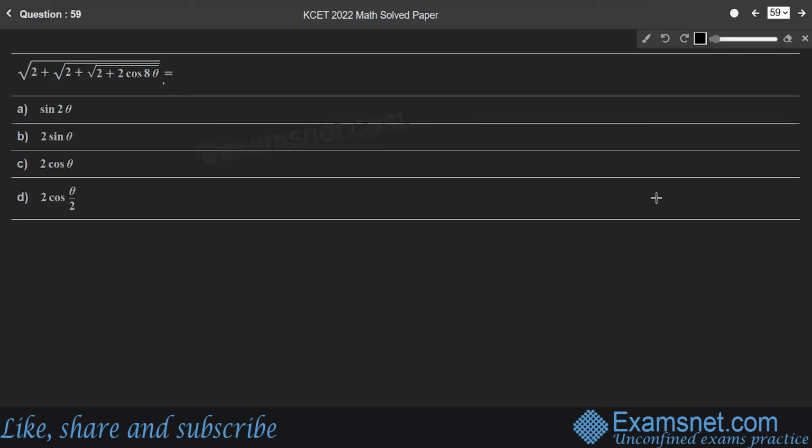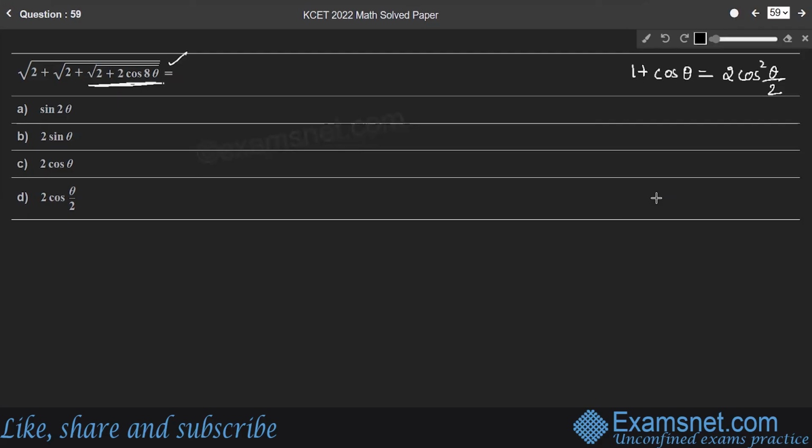Question 59. The square root of 2 plus square root of 2 plus square root of 2 plus 2 cos 8 theta is equal to. To solve this, we'll consider the formula of 1 plus cos theta, which is always 2 cos square theta by 2. Using this formula, we'll consider the part which is the root of 2 plus 2 cos 8 theta, right?